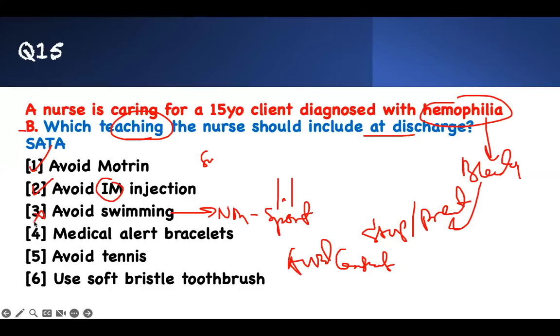Medical alert bracelet. Yes, they should have something on their body so that we know they have hemophilia B, and when they're bleeding, we can take care of it. Avoid tennis? Tennis is another non-contact sport, so the patient should be able to do it. They should not avoid it. Use a soft bristle toothbrush. Yes, so that you don't bleed in your mouth. So the whole question, you see what I did? I just took bleeding and used bleeding as my key. I don't go back to the question and figure it out again. Bleeding, bleeding. You've got to stop bleeding. So that's what we have.